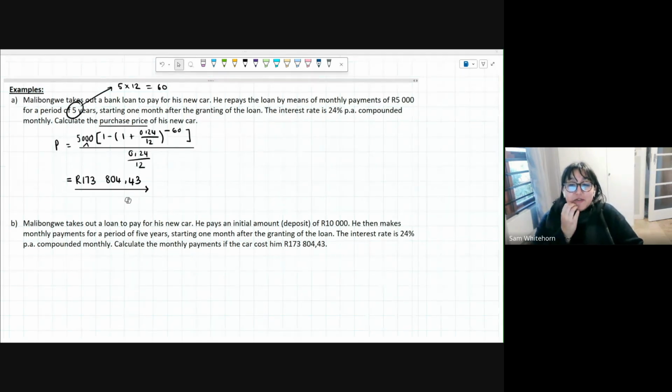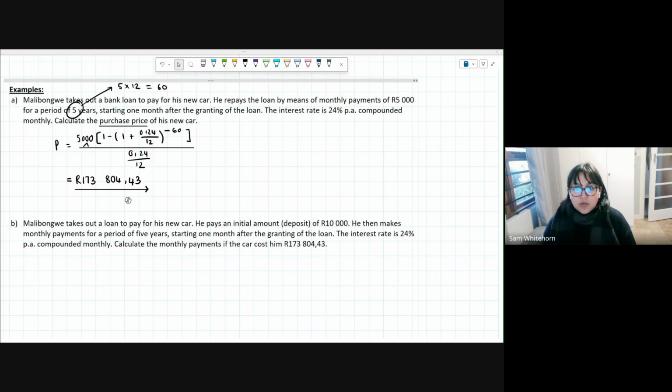Malibongwe takes out a loan to pay for his new car, and he pays an initial amount, a deposit of 10,000 Rand. He then makes monthly repayments for a period of 5 years, starting 1 month after the granting of the loan. Again, we know that this is stock standard. The interest rate is 24% compounded monthly. Calculate the monthly payments if the car costs him 173,804.43 cents. So we can also see that we've confirmed our answer from question A. That was how much the car initially cost for him to take out the loan.